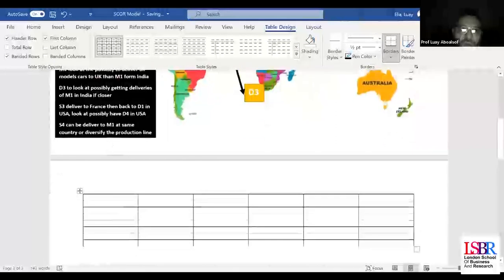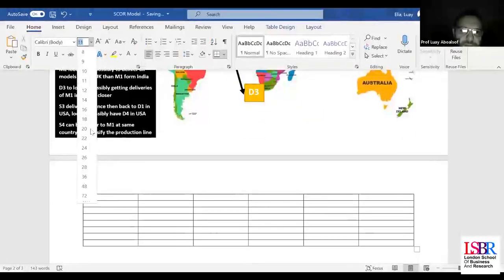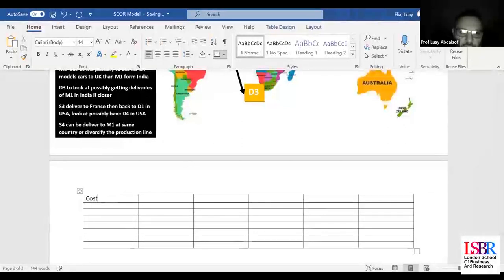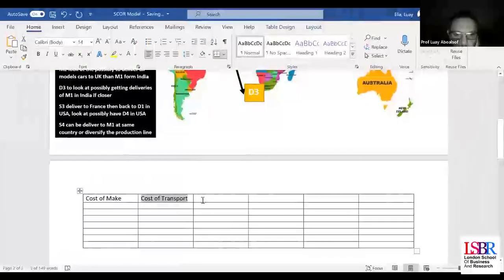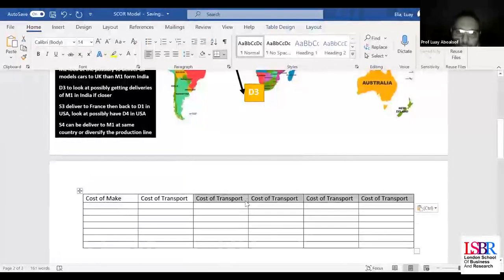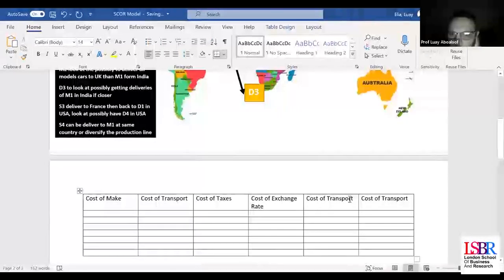So my matrix will include cost of make, cost of transport, cost of taxes, cost of exchange rate, cost of raw materials, cost of labor.